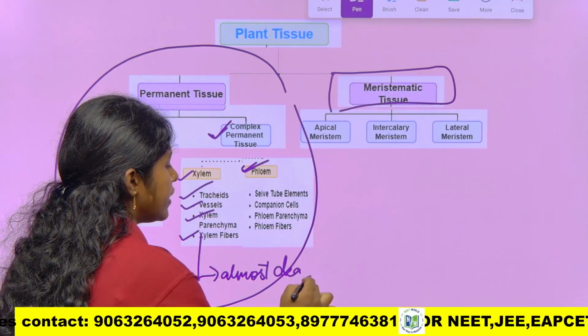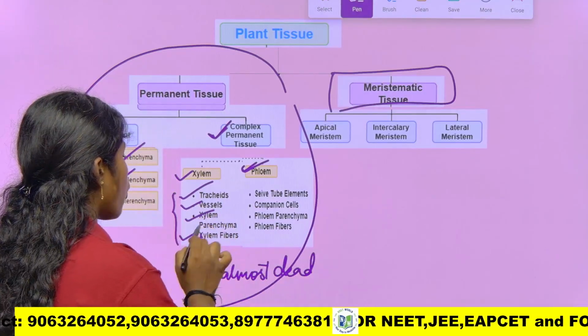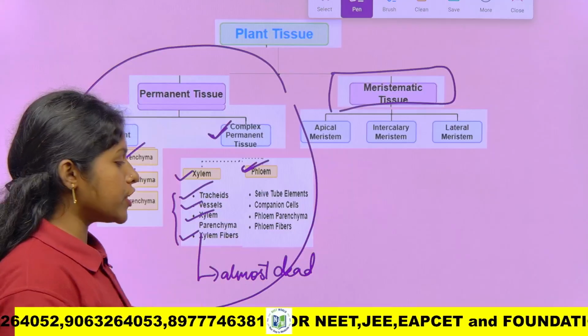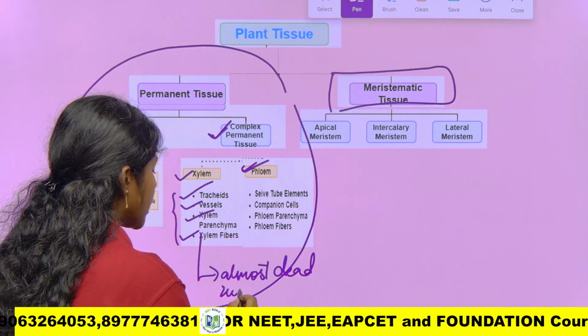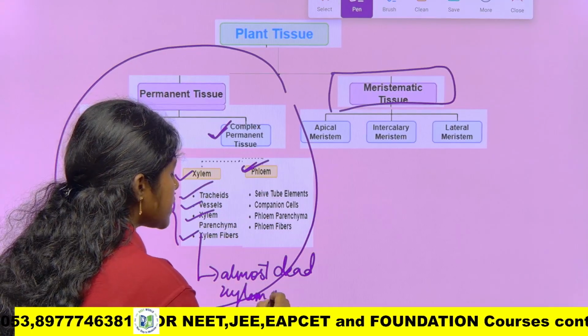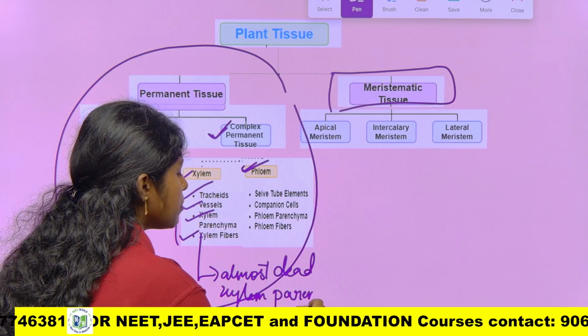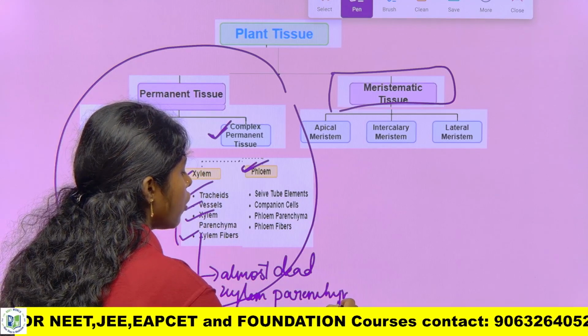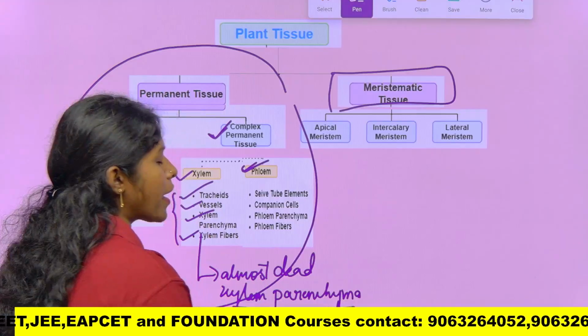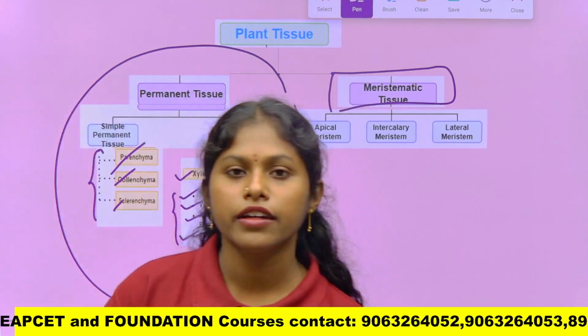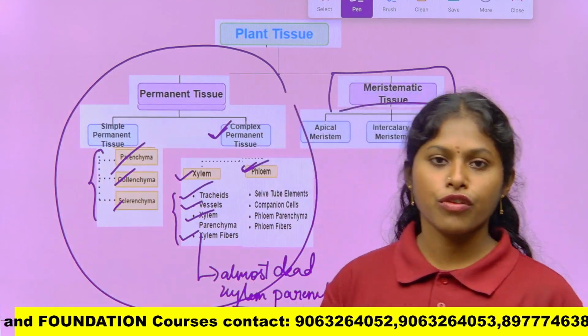Only one among the four is the living tissue. What is that, children? Xylem parenchyma. The word parenchyma itself, parenchyma is the living tissue. We all know that, right? So what is the function of parenchyma, children? It helps in healing and also storage of food, right?